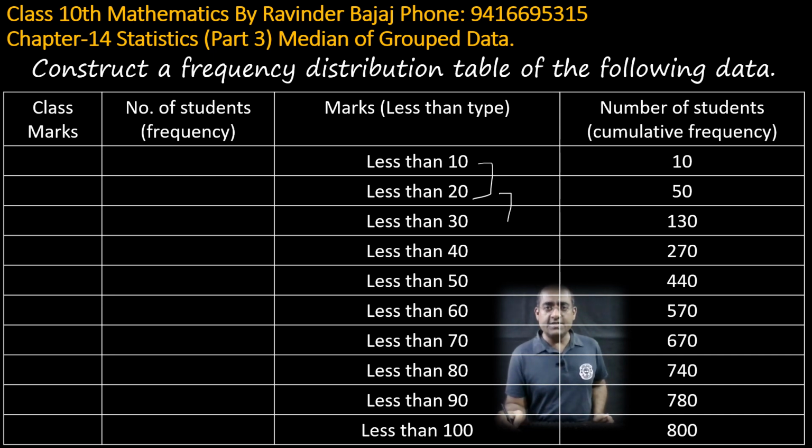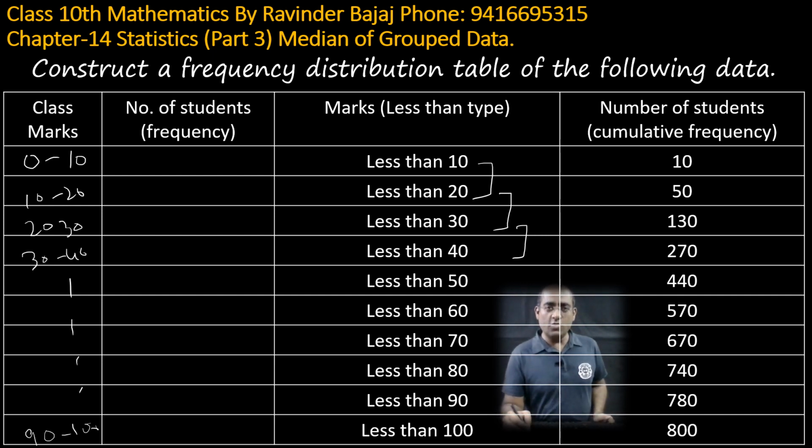In the same way here, the difference is 10. Here also the difference is 10. So it means it is going up to 100 starting from 10, and the difference is 10 only. So the classes are obviously 0 to 10, 10 to 20, 20 to 30, 30 to 40. In this way we will find 90 to 100.